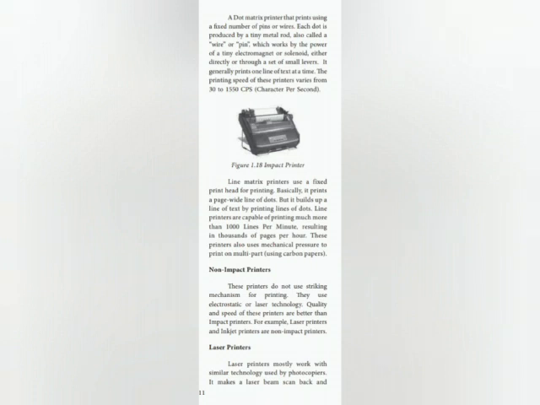Line matrix printers use a fixed print head for printing. Basically, it prints a page-wide line of dots, but it builds up a line of text by printing line of dots. Line printers are capable of printing much more than 1000 lines per minute, resulting in thousands of pages per hour. These printers also use mechanical pressure to print on multi-parts using carbon papers.